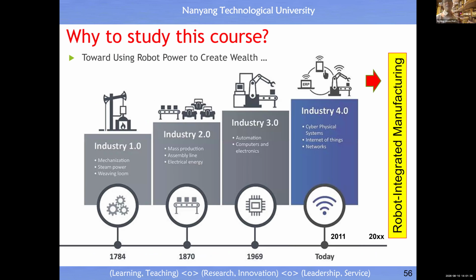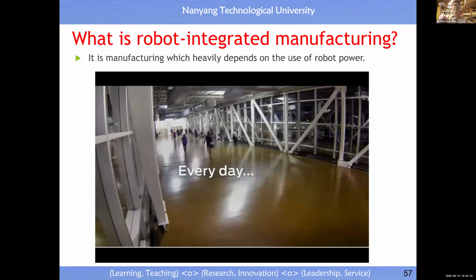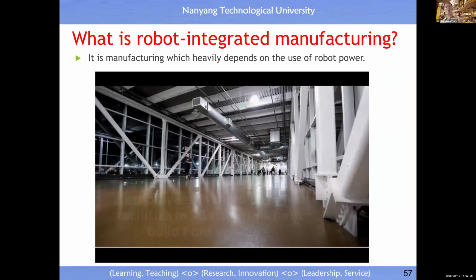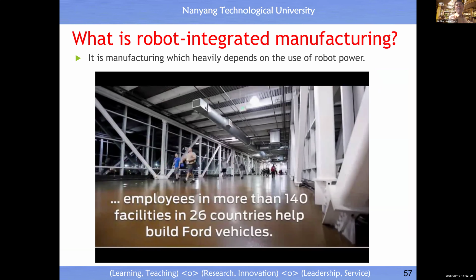What will be the outcome of this course? Basically, it is for you to be ready to follow industry evolution. Today we talk about industry 4.0. Then what should be industry 5.0 or 6.0? I believe robot integrated manufacturing will emerge sooner or later. This video gives you a rough idea about what we mean by manufacturing. I just play a little bit of the video.